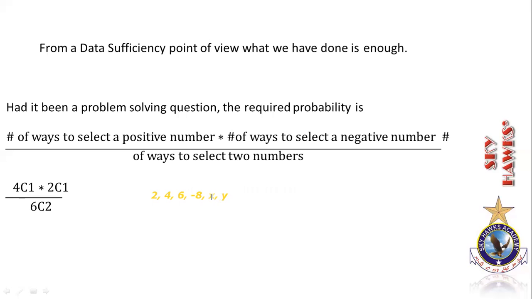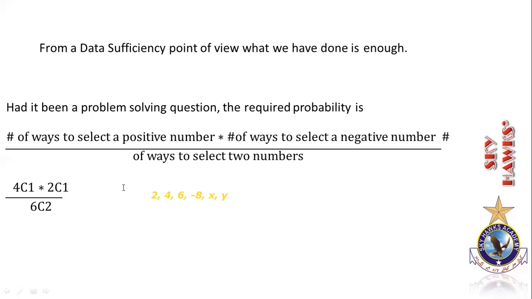So if we put any one of these as negative, how many negative numbers are in this set? One, two. Two. And how many positive numbers? One, two, three, four. Four. So that's why four, and we have to select one number to get the product. So four combination one, to select the positive number and multiply. We have to multiply by the second number, which must be a negative number, so one out of two. So two combination one.